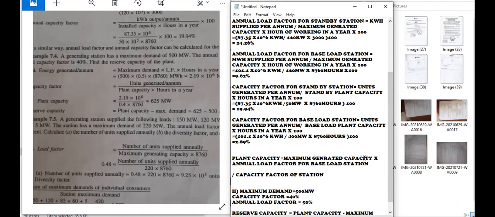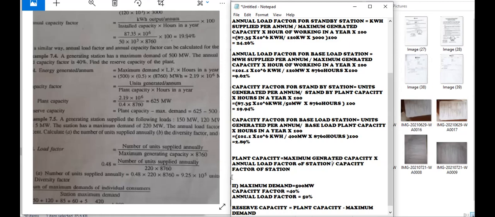Maximum generated capacity times annual load factor. Then I'm going to remove this base load, we're not doing base load of station. Divided by the capacity factor of station. See, now we can find plant capacity using this: maximum generated capacity times the annual load factor. The annual load factor is 50%, the capacity factor is 40%.